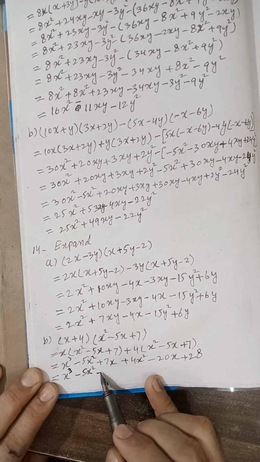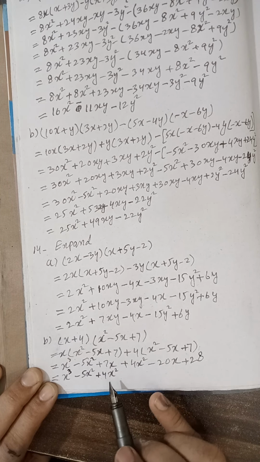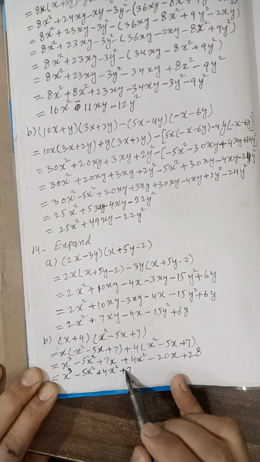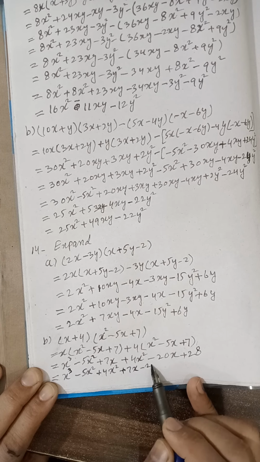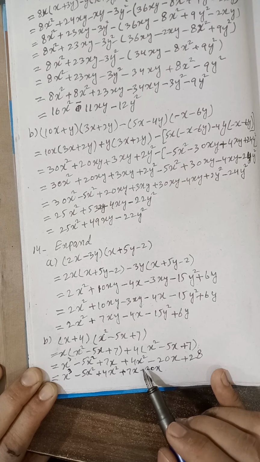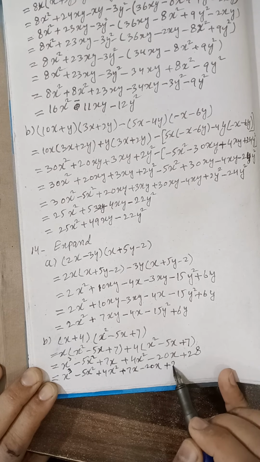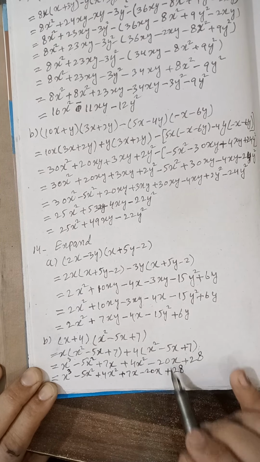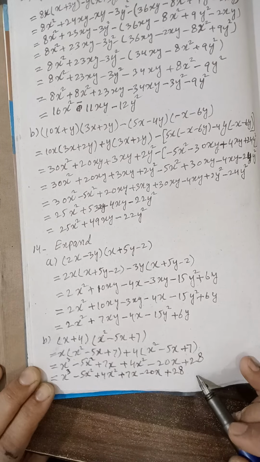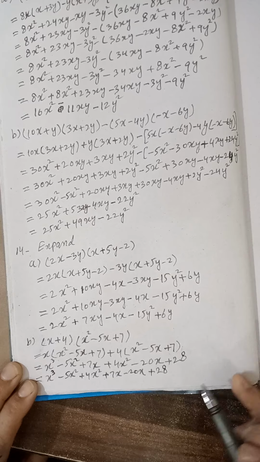Now arrange these. X cube is the only term, there is no matching term with it, and minus 5x square is matching plus 4x square. Then plus 7x is matching minus 20x, because both have x. Then plus 28 is the only term. 1 2 3 4 5 6, 1 2 3 4 5 6, the number of terms is the same. Now I should add or subtract these.